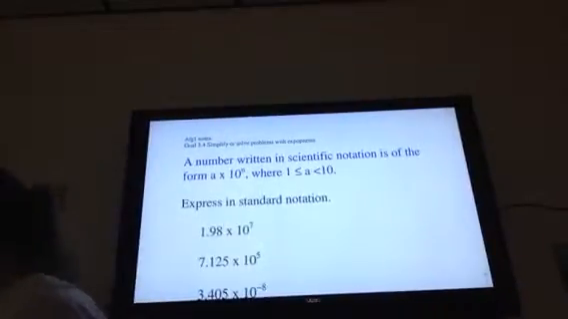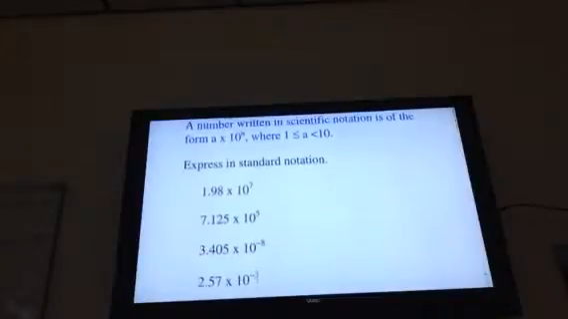I don't know how much experience you come from with scientific notation. I'm sure it's different for everybody. So we're going to start with the basics first and then do what we're really going to do with it.